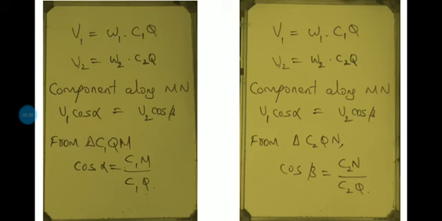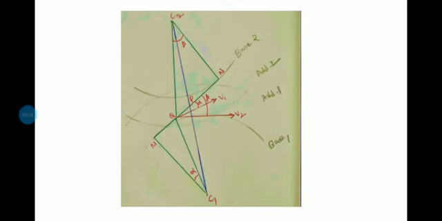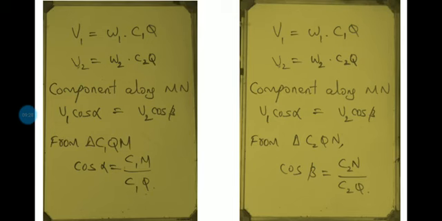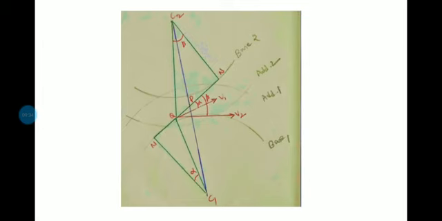Next you write the expression for V1 and V2. What is V1? V is R omega. Therefore V1 will be R into omega. Let omega 1 and omega 2 be the angular velocities of gear 1 and gear 2 respectively. Then you can write V1 equal to omega 1 into, what is R here? C1Q. So omega 1 into C1Q. Similarly V2 will be omega 2 into C2Q.